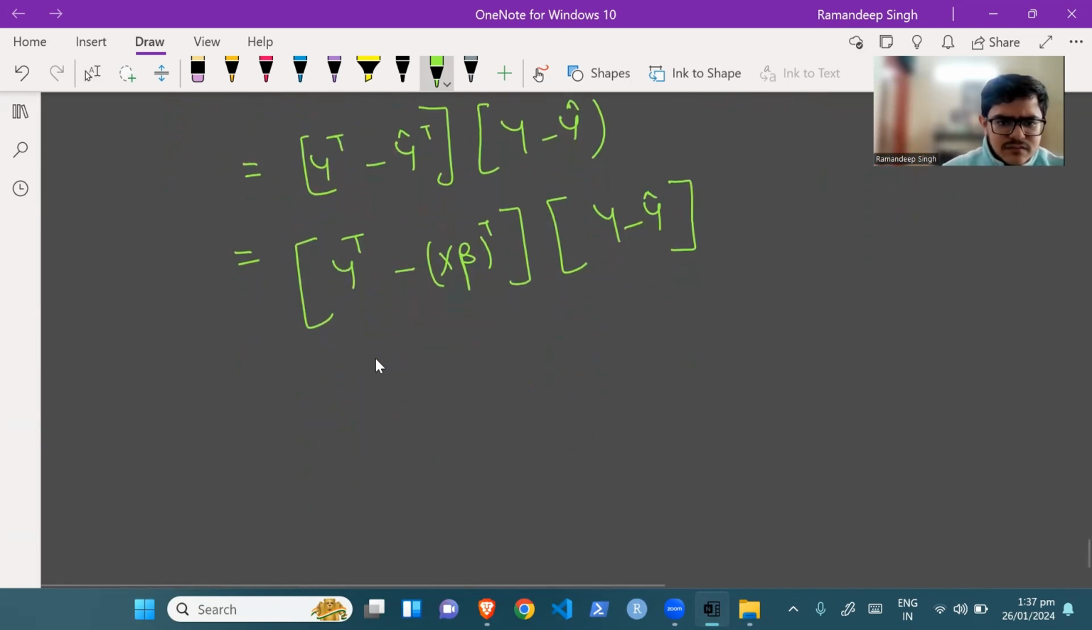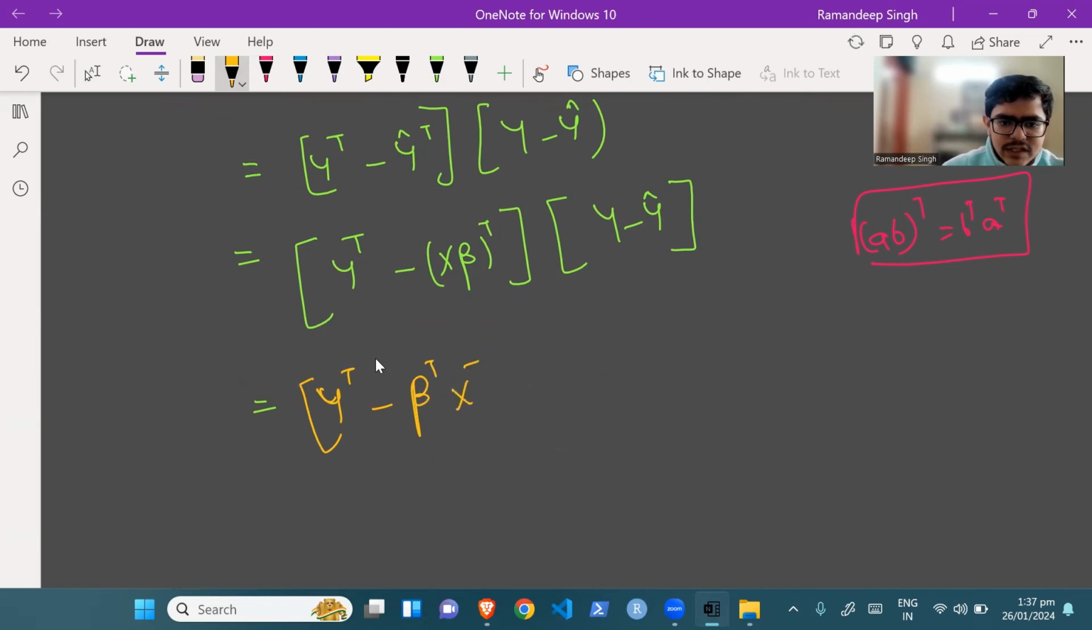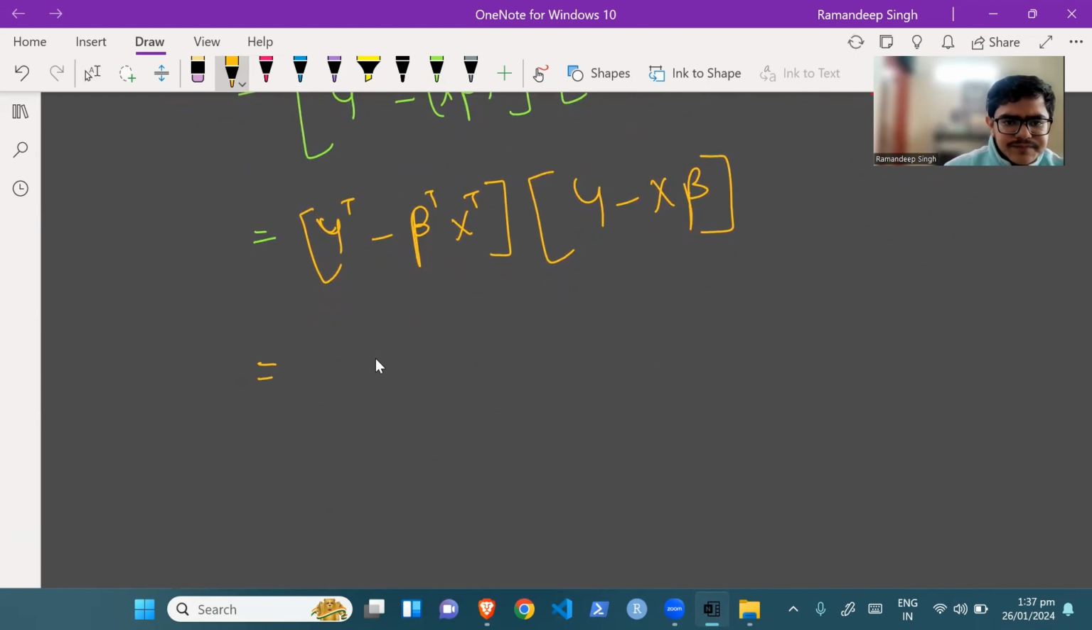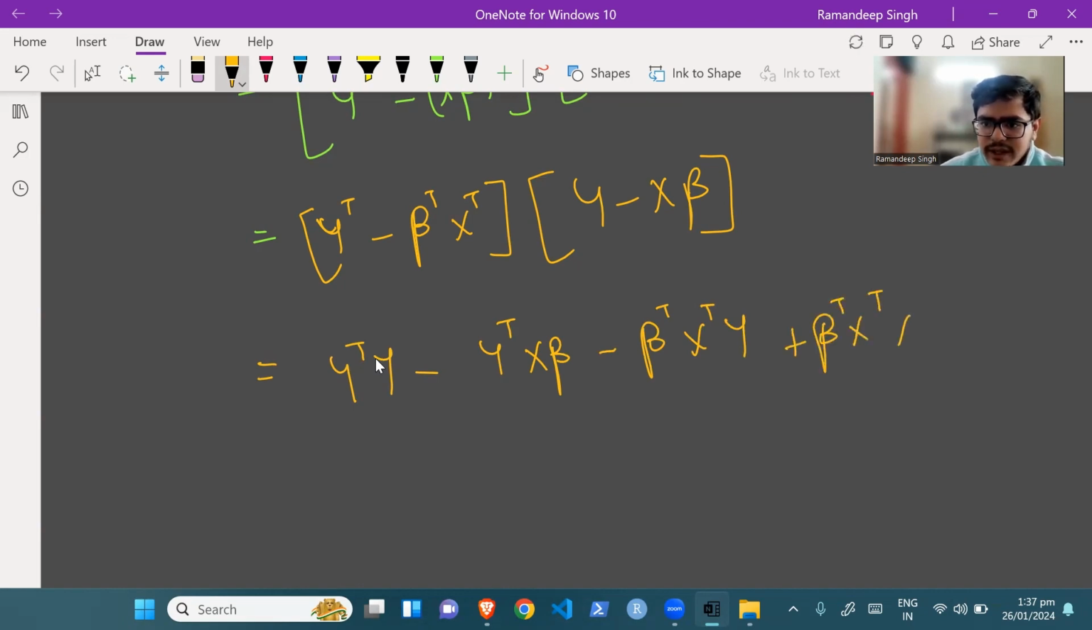And now if I send this transpose inside, (AB) transpose equals B transpose A transpose, right? It is a property of matrices. And so I get Y transpose minus beta transpose X transpose, multiplied by Y minus X beta. Okay, so now if I multiply these both terms, this will be equal to Y transpose Y minus Y transpose X beta minus beta transpose X transpose Y plus beta transpose X transpose X beta.